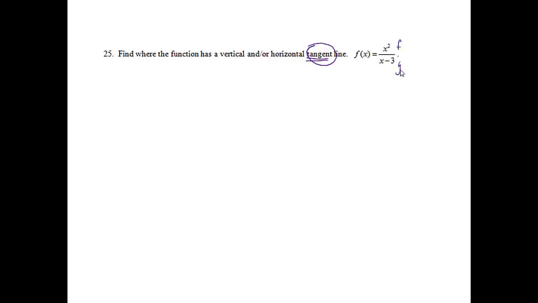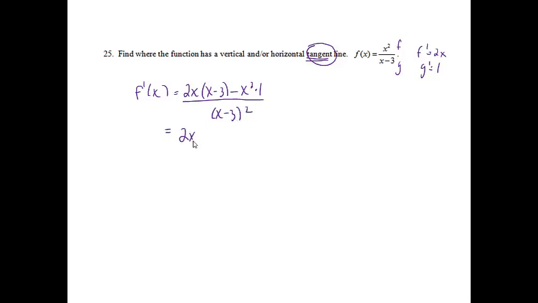So the first thing that I notice is we do have a quotient rule, so quotient rule, here we come. So f and g, f prime would be 2x, g prime is 1. Okay, so finding the derivative, we'll have f prime times g, 2x times x minus 3 minus f g prime all over g squared, which will give us 2x squared minus 6x minus x squared all over x minus 3 squared.